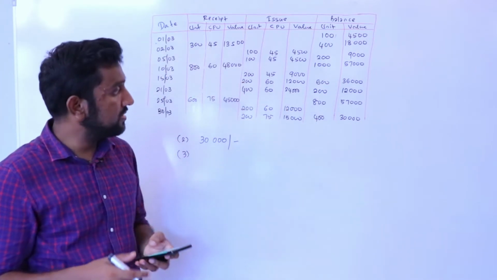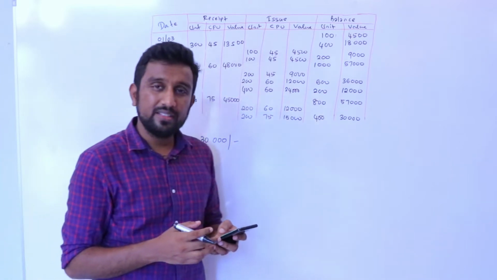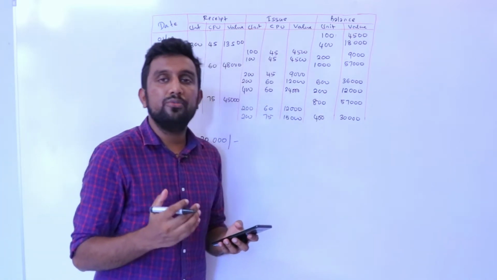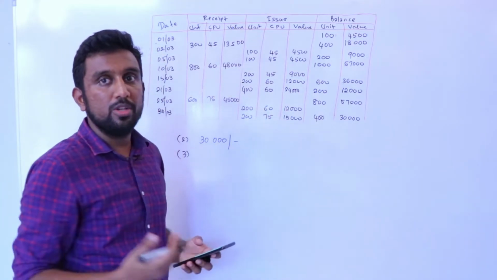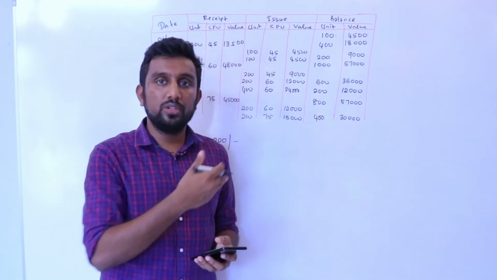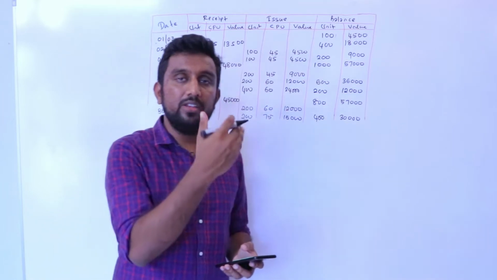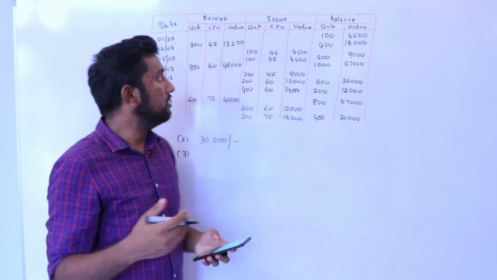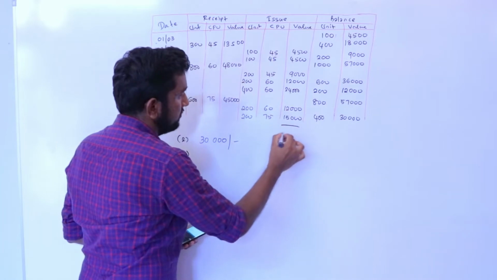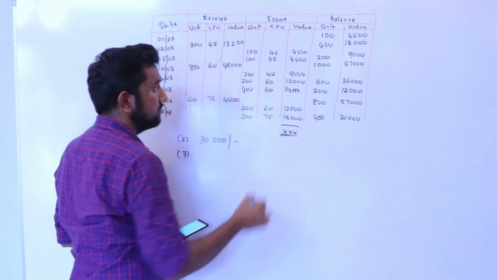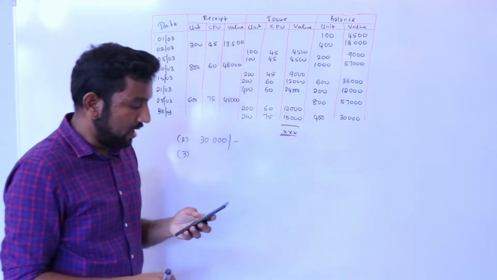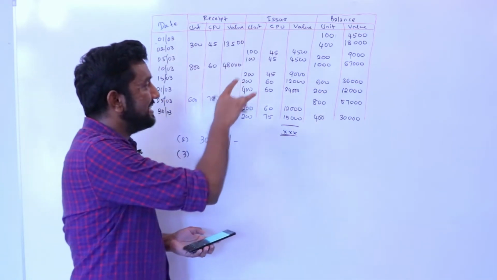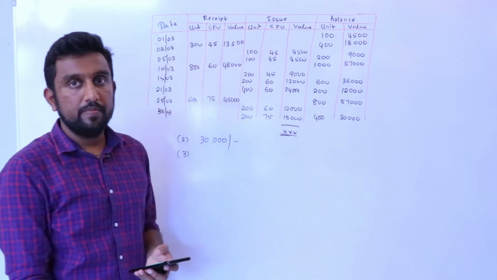Third question, cost of sales. So which is cost of sales? The cost of the goods sold, right? So which is sales here? The issue is the sales, because we are directly connected to the customer and we are issuing to the customer. So this is your cost of sales. So I'm just taking the total as cost of sales because this is the issue to the customer.